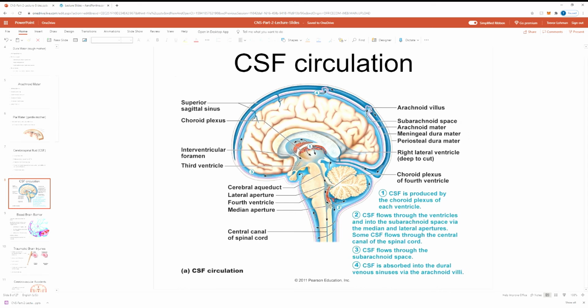Neurons do not do well with compression. Tension is okay, but they do not like compression. Some of you guys have probably experienced neural tension.